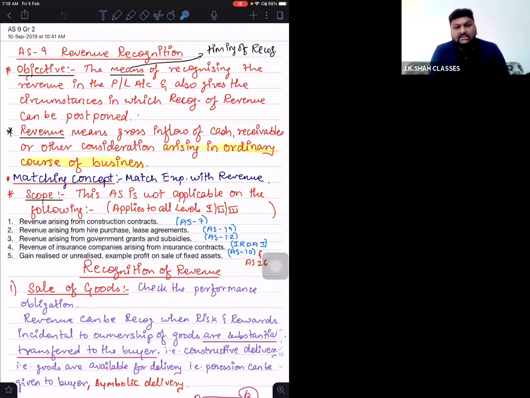So AS9 is important because the objective is very clear. It will give you the timing of recognition of a revenue. See, we know how to recognize a revenue in the books of accounts.